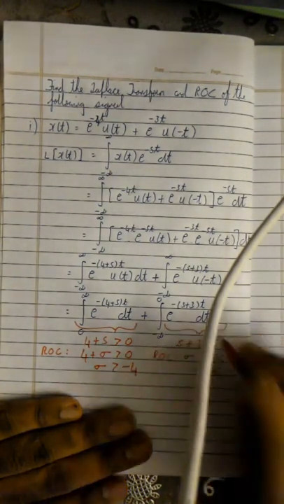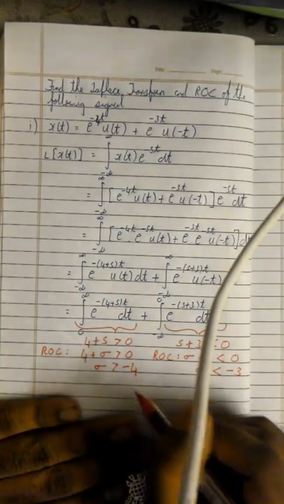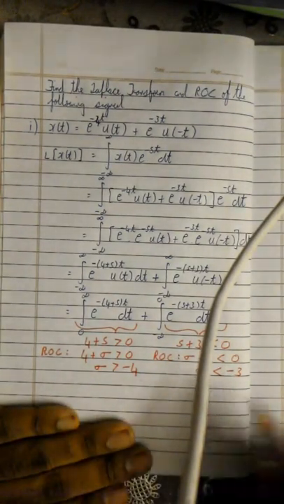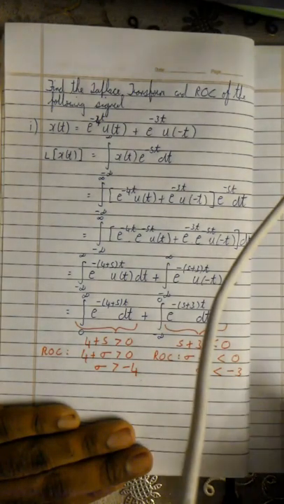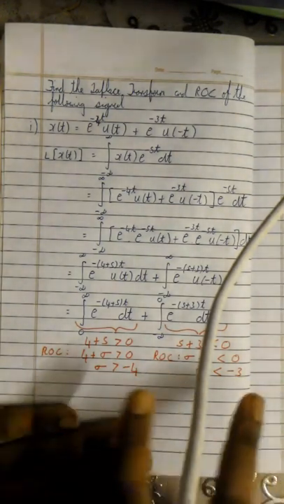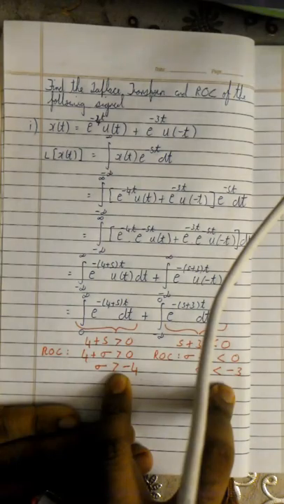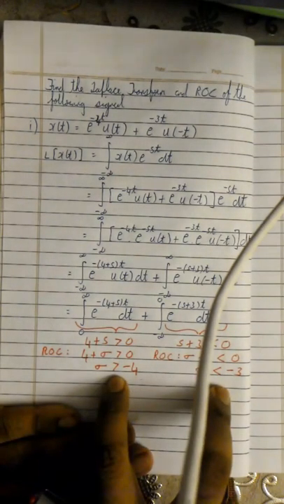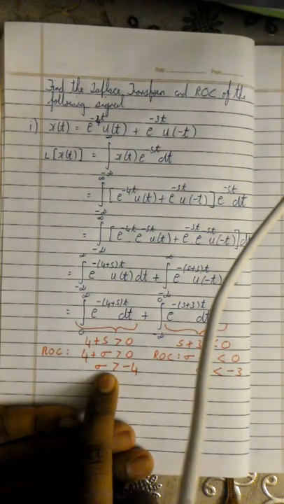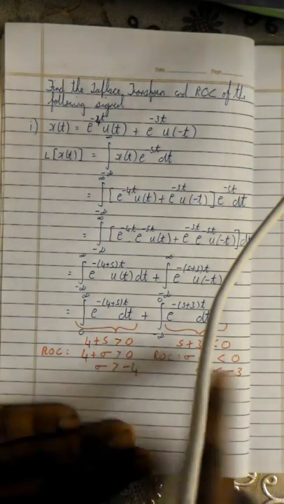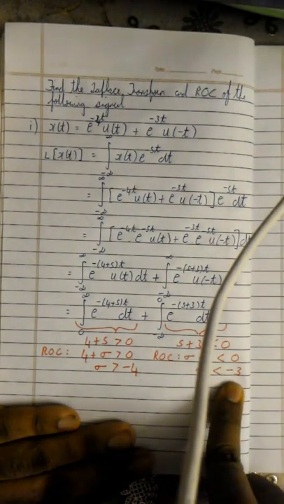Okay, so this is the ROC of the first term, this is the ROC of the second term. So now I want to define my ROC such that it covers both. It should satisfy both my conditions. For the first term, the region of convergence should be greater than minus 4, and the second term requires it should be less than minus 3.